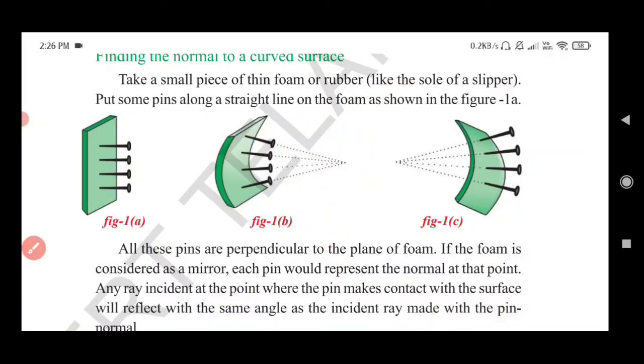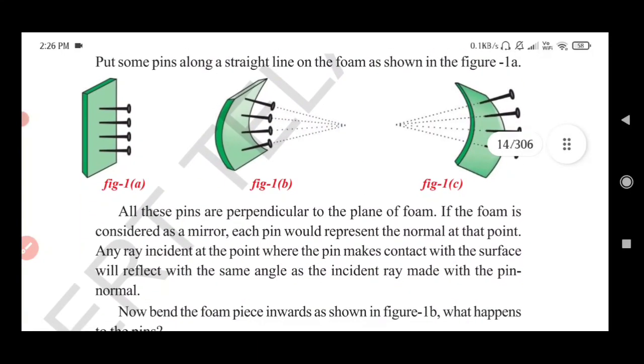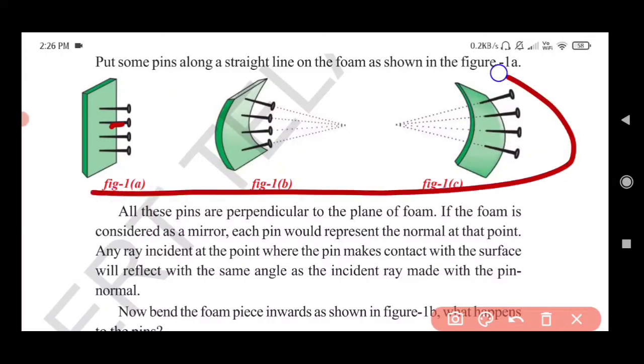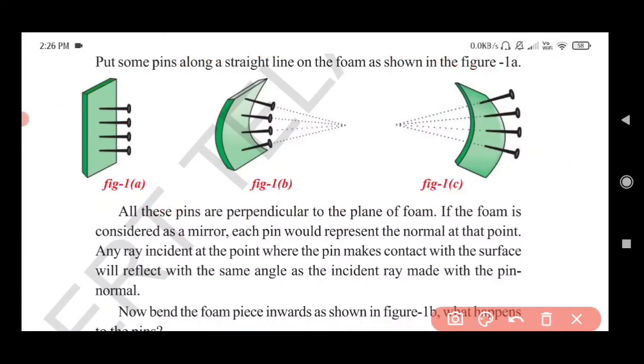So in this video I have completed activity 1, and I have explained the basics of this chapter: what is the plane mirror, what is the curved mirror, what is the spherical mirror, and in this activity I have explained what is the normal, what is the incident ray, what is the reflected ray, and why the angle of incidence is equal to the angle of reflection.